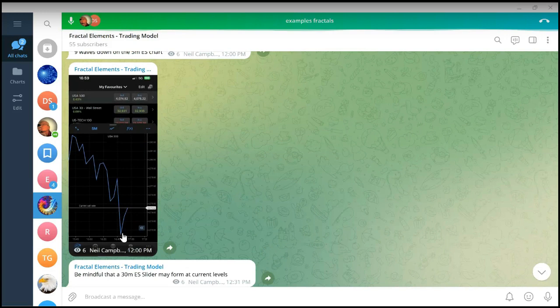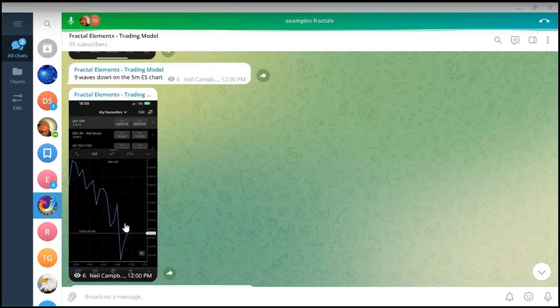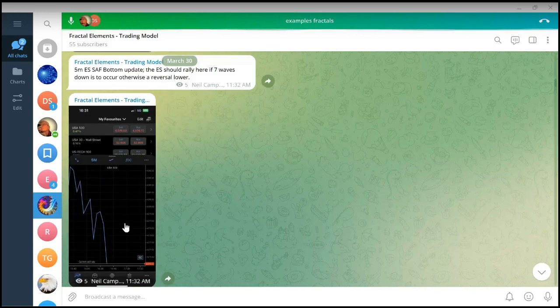1, 2, 3, 4, 5, 6, 7, 8, 9. Okay. You have to be careful on the 7 count because sometimes it goes to a 9 count. But if it goes to a 9 count, okay, it's going to go back up again, which this one did quite a bit. Yeah, let's take another one here.